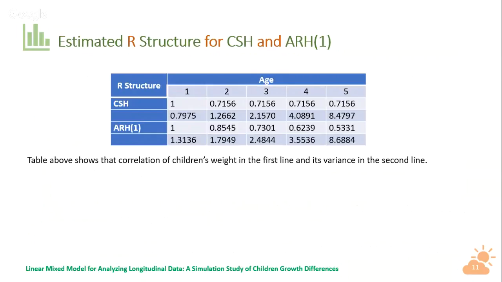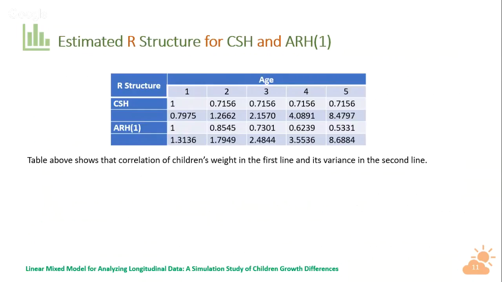This is the p-value of the fixed effect from the simulation study. If we generate the data from the heterogeneous first-order autoregressive, and then we model the data with the R structure heterogeneous autoregressive, we will have the p-value 0.05. But if we build the model with the heterogeneous compound symmetry, we will have a greater p-value.